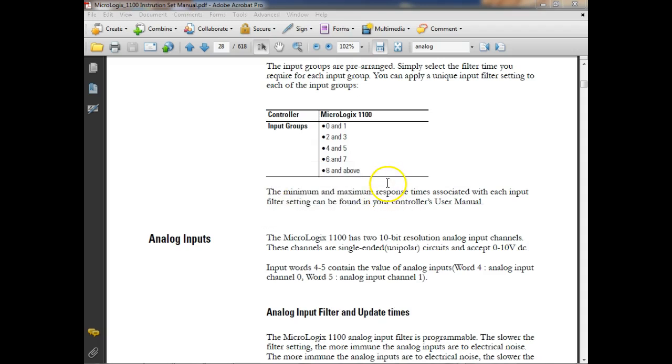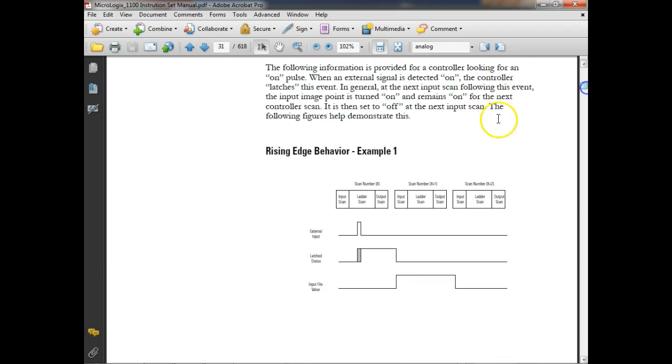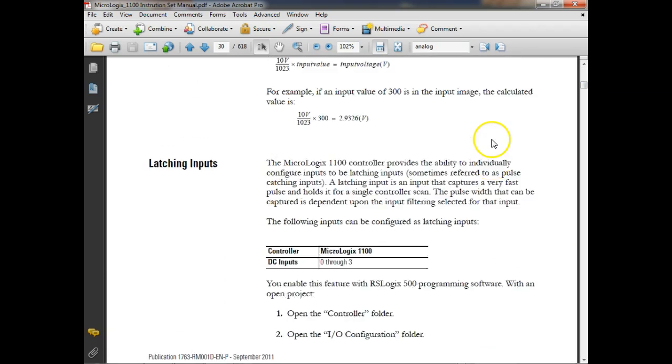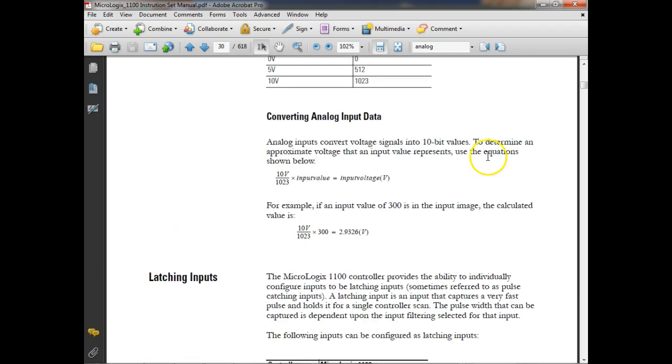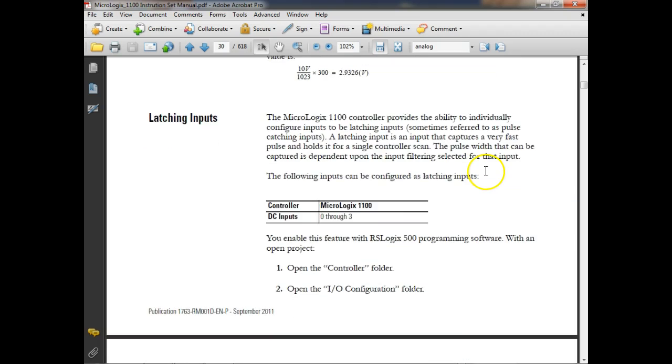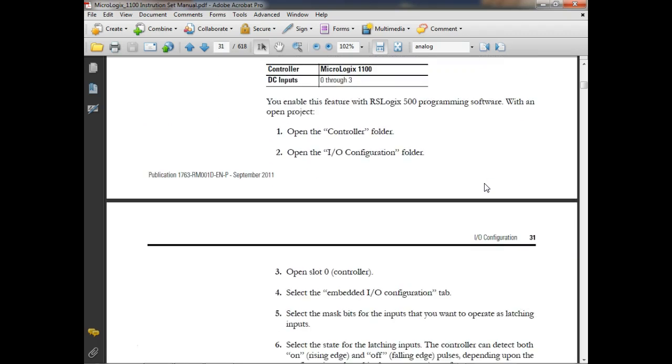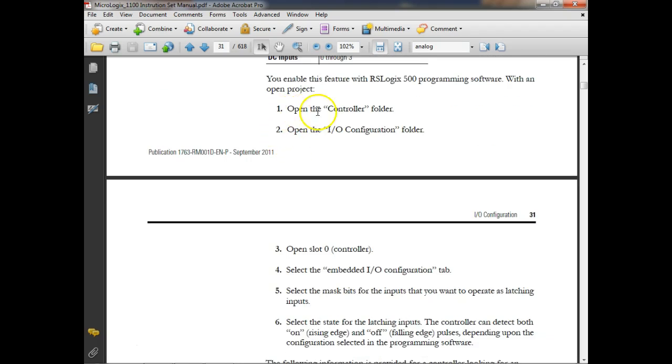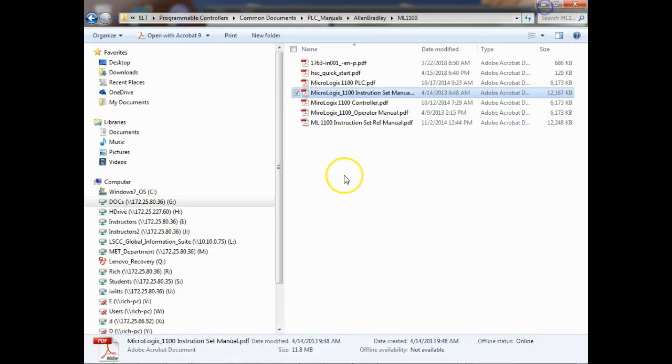So they have analog filtering, and I hadn't figured out how to do that yet. I understand it, but I can't figure out where to set it. This right here doesn't tell you where to set it. It says I can open my controller, go to I/O configuration, go to slot 0, select the embedded configuration, but when I do that, it doesn't do anything.